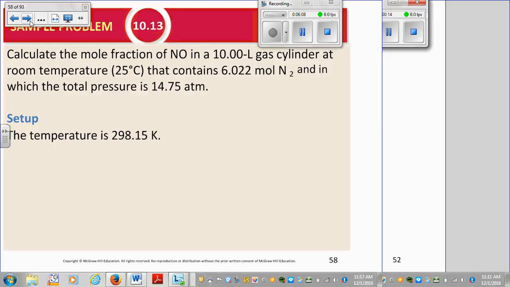So calculate the mole fraction of NO in a 10-liter gas cylinder at room temperature that contains 6.022 moles of nitrogen, in which the total pressure is 14.75 atmospheres. And what do we say? Did we give this a temperature? Yeah, 25 degrees C. So remember, with your gas laws, you have to take the temperature in Kelvin.